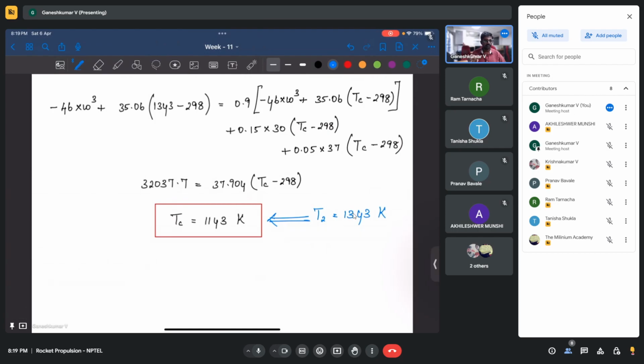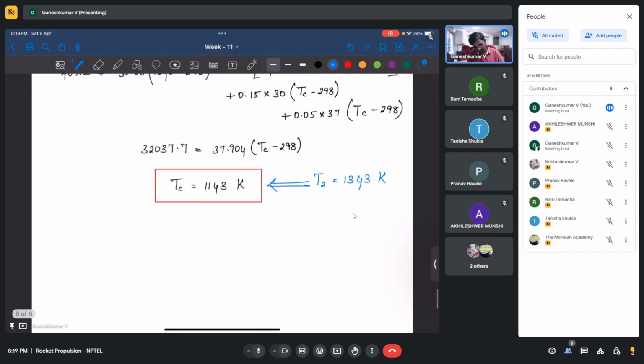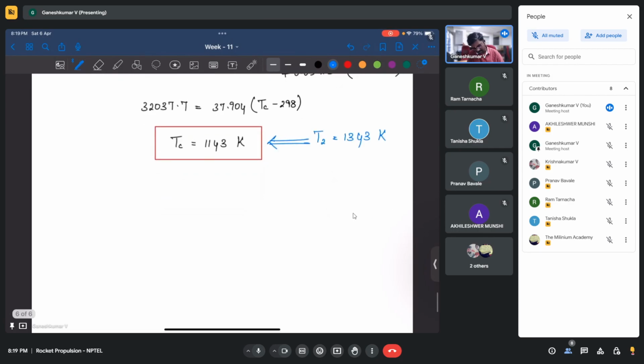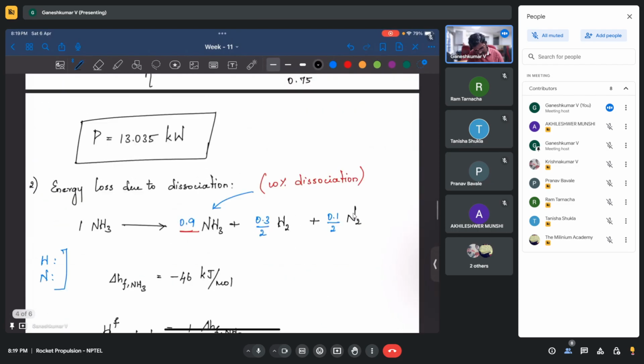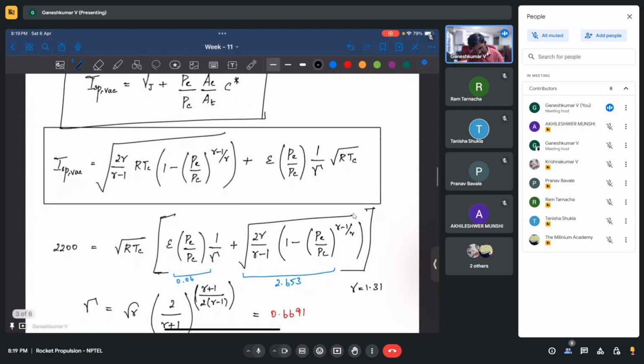Okay, so 10% ammonia is also a little high for this temperature range. 1343 Kelvin, relatively speaking, is a low temperature, so you would expect lesser dissociation. Only when you reach 2000 or 2500 Kelvin will you have more dissociation. Okay, so we found the TC. We already know the composition, so then we can find the ISP, right? We already wrote a big equation for ISP. Let's use the same ISP equation.